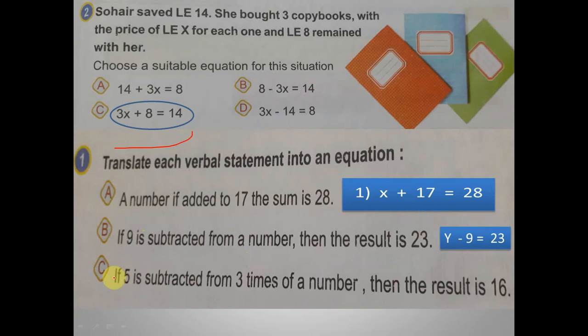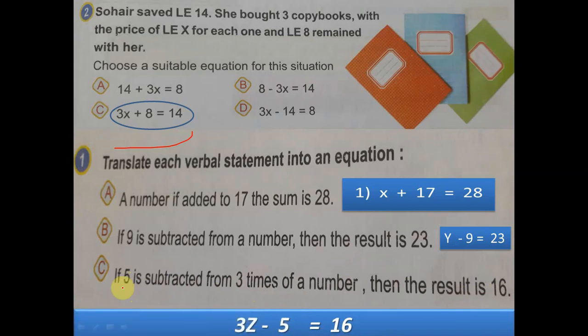If 5 is subtracted from 3 times a number, then the result is 16, sorry. يبقى 3 times a number, 3x, minus 5 equals 16. Or 3z minus 5 equals 16. X, Y, Z, any symbol, don't worry.